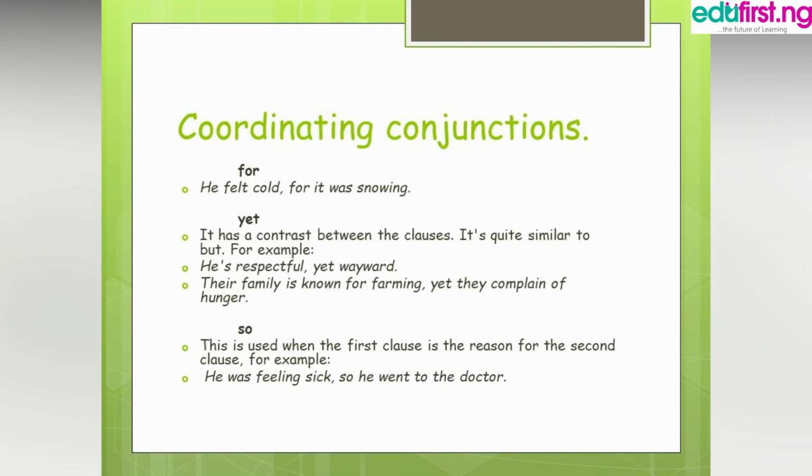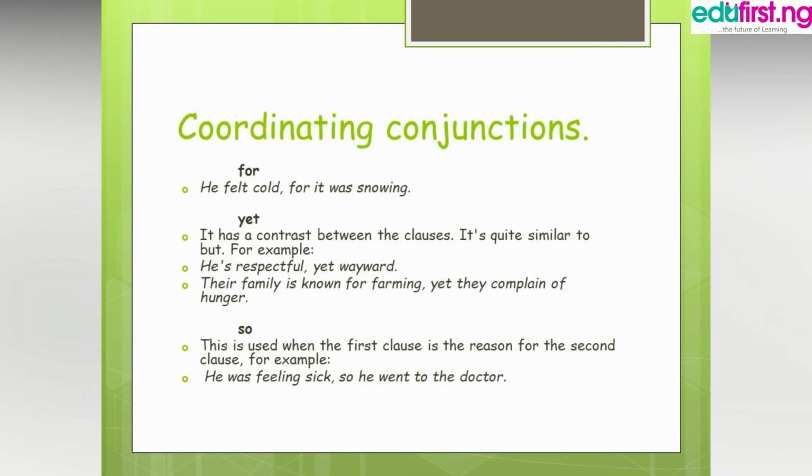He was feeling sick. He can stand on his own. He went to the doctor. He can also stand on his own. We are taking compound sentences, remember. Two sides of the sentence can stand independently, but the coordinating conjunction is binding them together to form a compound sentence and still make perfect sense. I hope we're together.